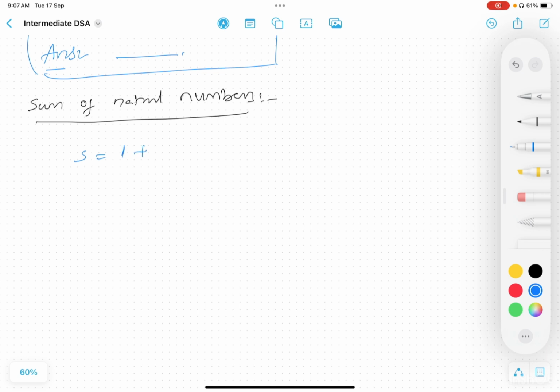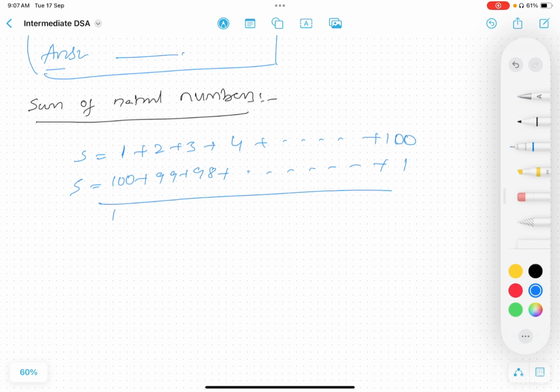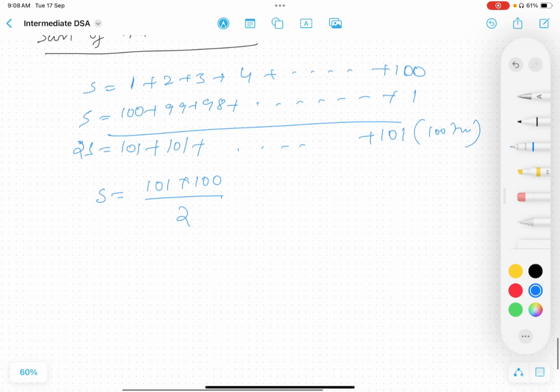He took 1, 2, 3, 4 to 100. So I'm taking the sum of natural numbers 1 to 100. Right? He reversed it and started adding the numbers. He did this because he observed 1 plus 100 is 101. In the same way, 2 plus 99 is 101. So how many times is this 101 coming? 100 times. This gives s plus s is 2s. So s is equal to, can I write, 101 into 100 times by 2? Right? It's the first 100 natural numbers.